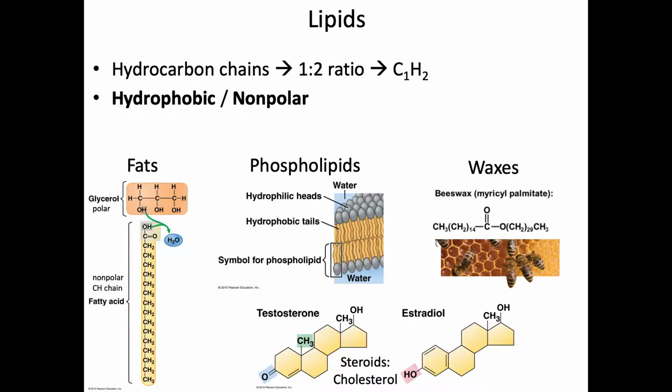So that was carbohydrates. Now we're going to move on to lipids. So lipids, they have these long hydrocarbon chains, okay, made up of carbon and hydrogen. And then these will usually have a ratio of 1 to 2. So 1 carbon, 2 hydrogens. Okay. And then we know that fat is a lipid, and lipids are nonpolar. Okay, so these nonpolar compounds cannot dissolve in water, so it makes them hydrophobic.